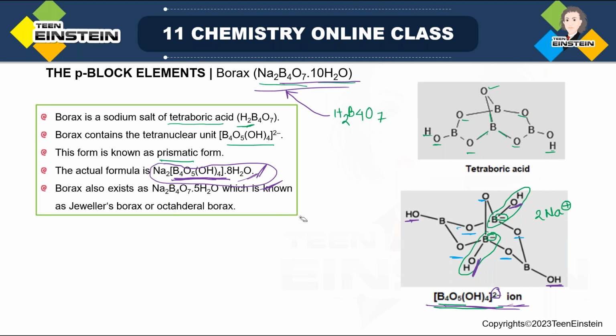Then there is another form which is known as Jeweller's borax, or because of its structure, it has the name octahedral borax. This is the prismatic form, this is octahedral. Now, what is the difference? The difference is only in the number of water molecules. In borax, it is 10 water molecules with the Na2B4O7 unit, and here it is 5 water molecules, which is known as Jeweller's borax. So basically, this molecule has some application in jewelry making processes. So that is why it has this type of name.